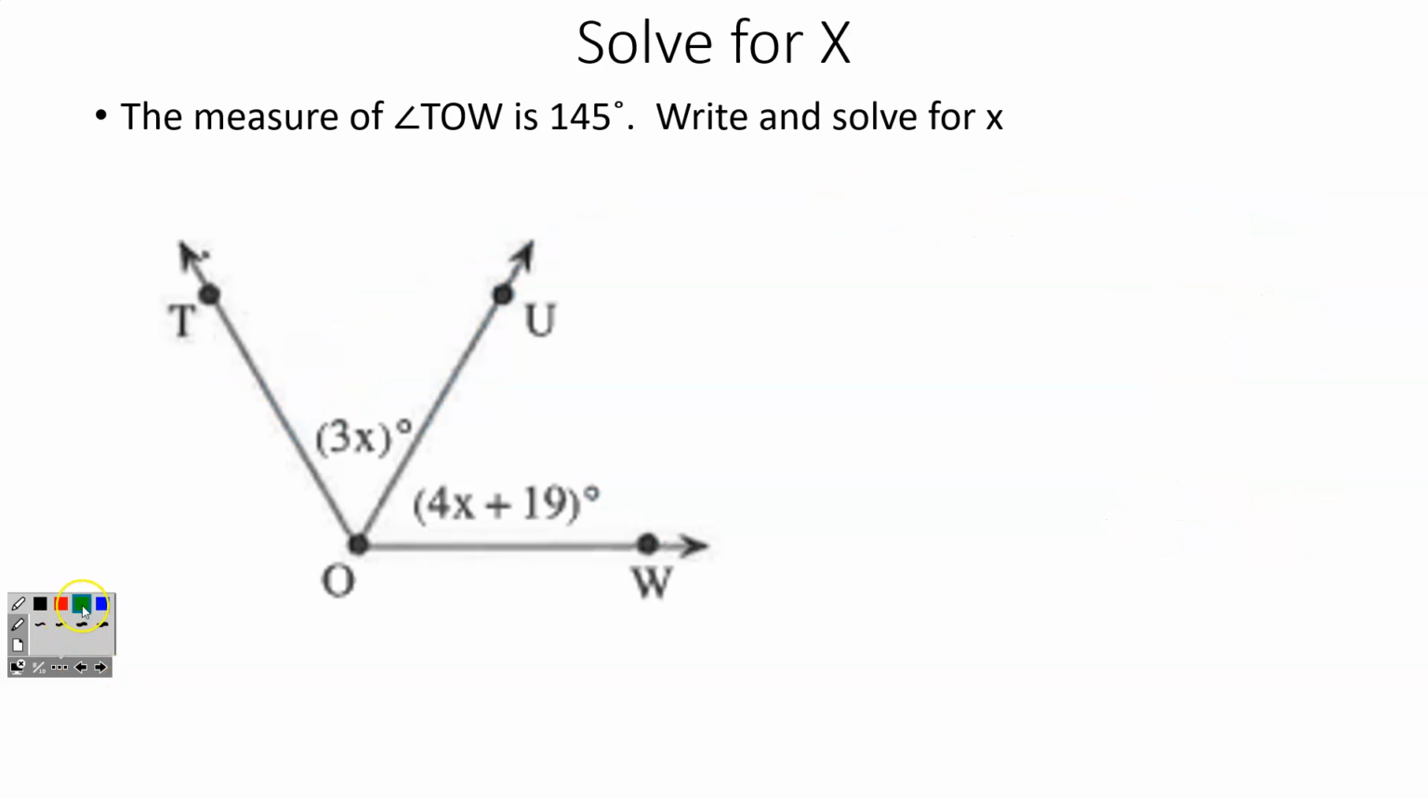Okay, so we've got an angle that looks like this now. So this angle says the measure of angle TOW, so this whole angle right here, is 145 degrees. We need to write and solve for x. So these angles are next to each other. So because they're next to each other, we're going to add them together. So go ahead and hit pause now, teacher, and work through the problem. Pause now.